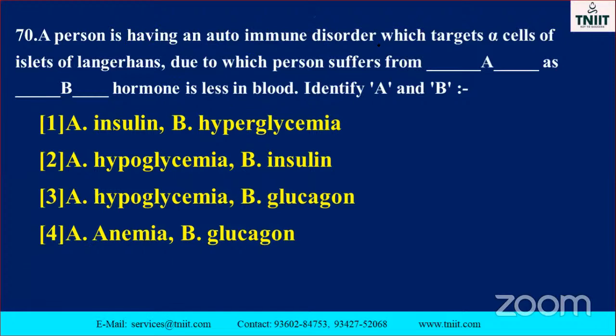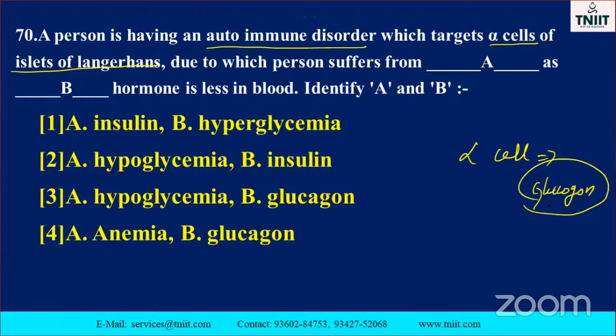A person is having an autoimmune disorder which targets the alpha cells. Where do alpha cells come from? The islets of Langerhans in the pancreas. So the alpha cell secretes which hormone? Glucagon. Okay. The person suffers from a deficiency of this hormone, so blood glucose is low. Identify A and B. The glucagon is also here.